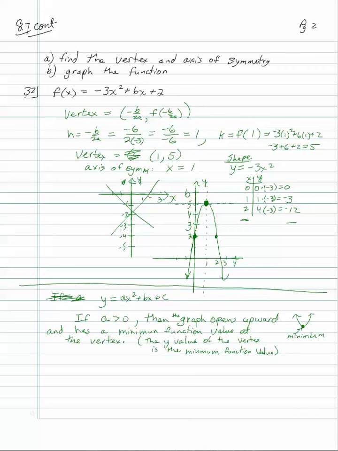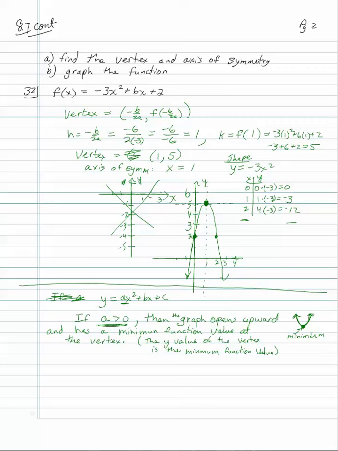Okay, so if we have a quadratic equation, y equals ax squared plus bx plus c, now if a is greater than 0, if the leading coefficient is positive, that tells you that the parabola opens up. And if it opens up, that means the vertex is going to be at the bottom, so you'll have a minimum function value at the vertex. It's the y value that's the minimum value. The x value is where it happens, and the y value is the minimum function value.